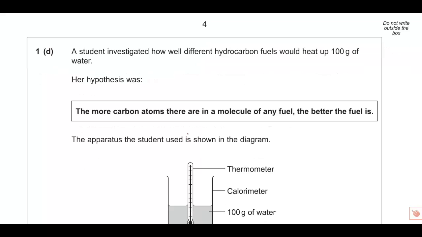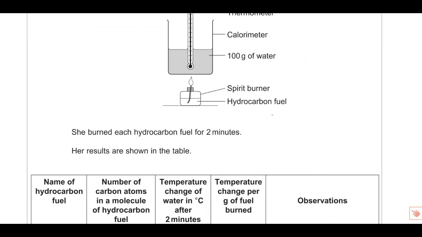Still on question 1, still going. This again is quite a nice question because it's a data question. It's the analysis of data, so it's all based around this hypothesis. If a student is investigating how well different hydrocarbon fuels would heat up 100 grams of water, and she makes the statement of the more carbon atoms there are in a molecule of any fuel, the better that fuel is. So she's talking about any fuel. Now straight away you should be realising she has not tested any fuel, she's just tested hydrocarbons. So instantly I'm thinking, well, that's not quite right, her statement is a little bit flawed, but nevertheless still not what the question's going to ask.